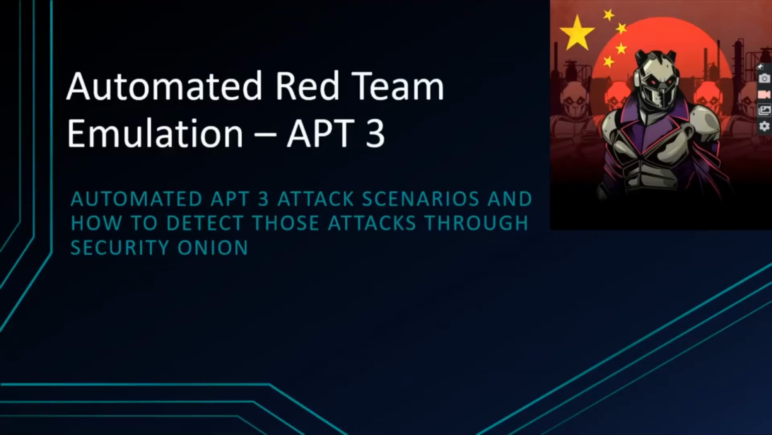Hello, we are Group 5 and our project is titled Automated Red Team Emulation for APT3, which is also known as Gothic Panda. Our project consists of two parts. The first part is the creation of multiple automated APT3 attack scenarios through the use of Python scripts, and the second is demonstrating how to detect those attacks through the use of a Security Onion setup.